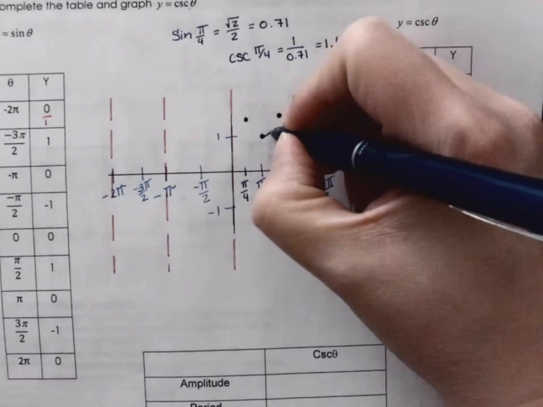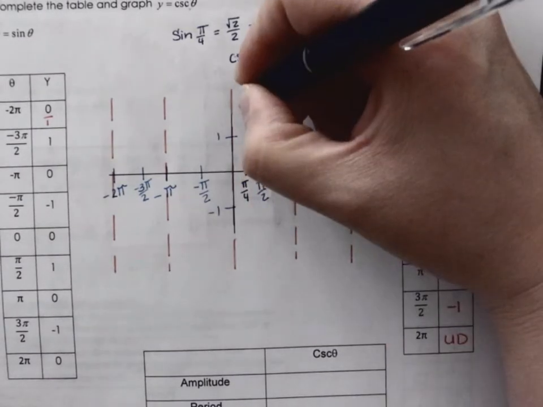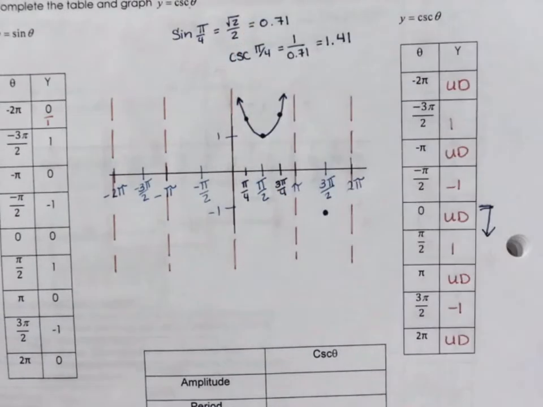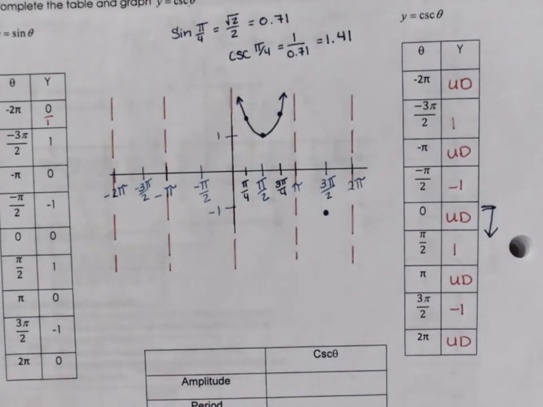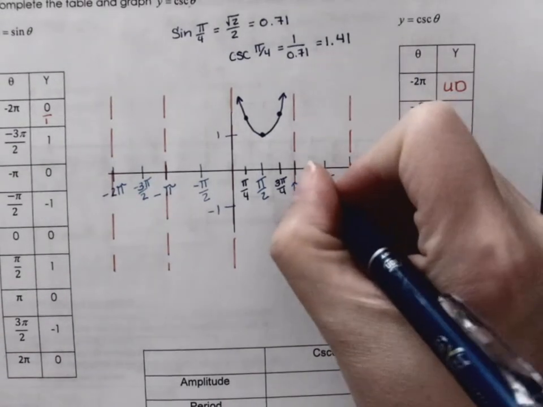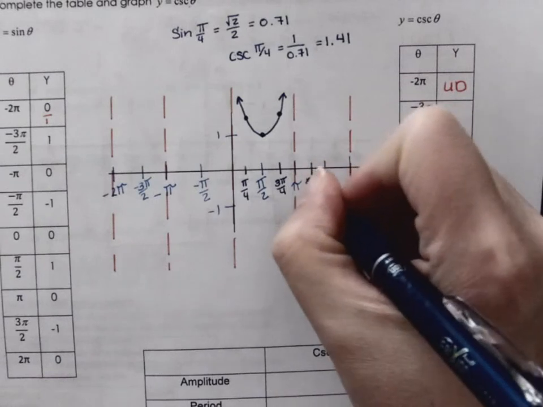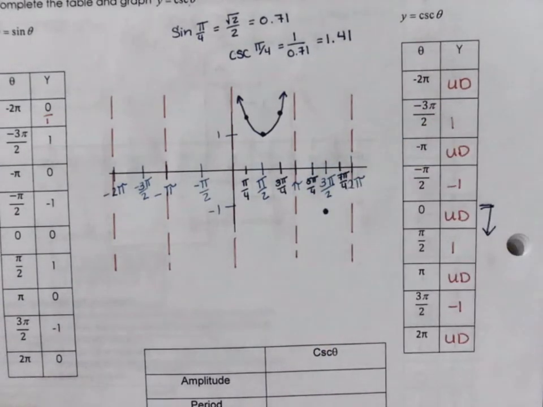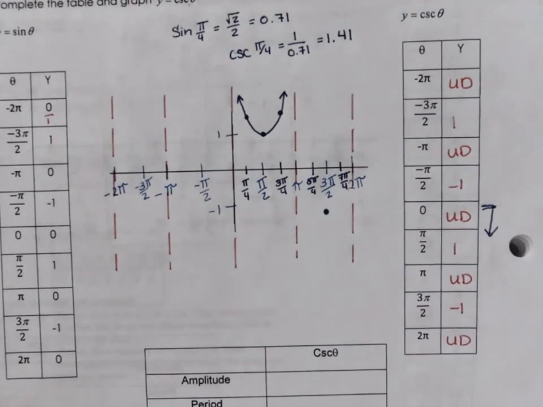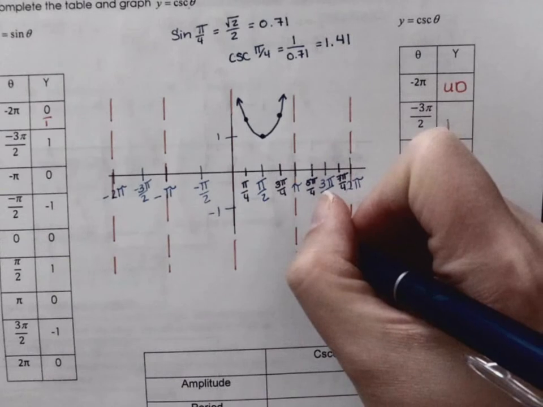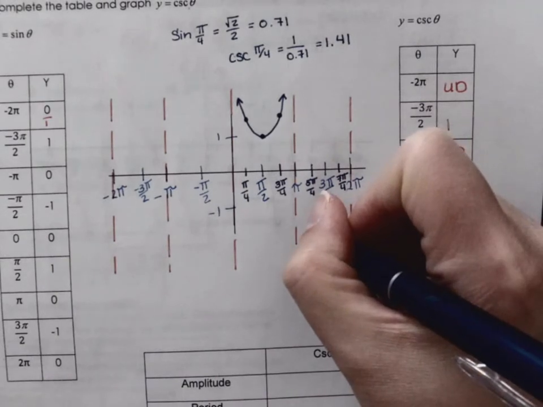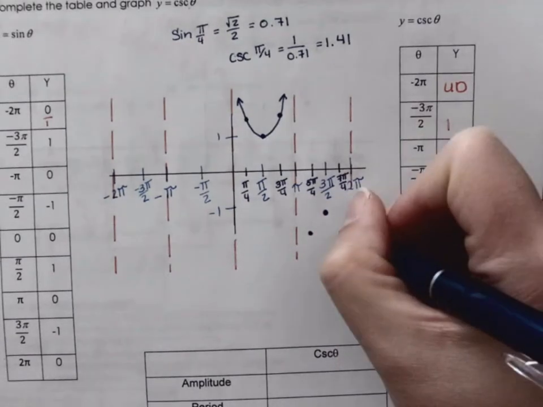Okay, so this ends up doing this. All right, so now in the other quadrants, quadrants 3 and 4, if I pick 5 pi over 4 and I pick 7 pi over 4, we know that sine in quadrant 3 is going to be negative root 2 over 2, which would make cosecant at 5 pi over 4 negative 1.41. And the same would be here.